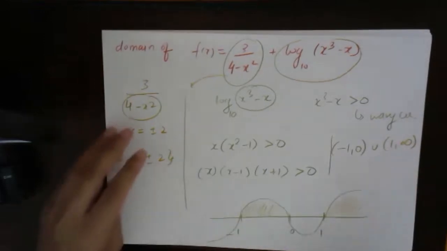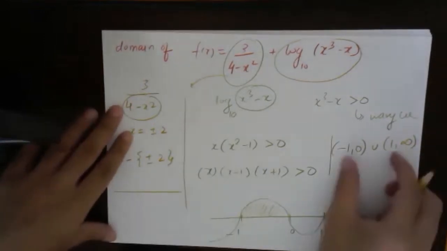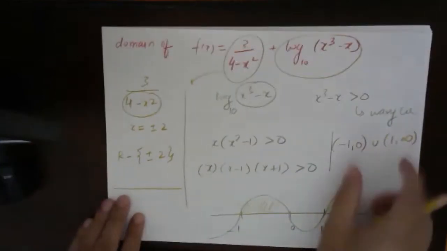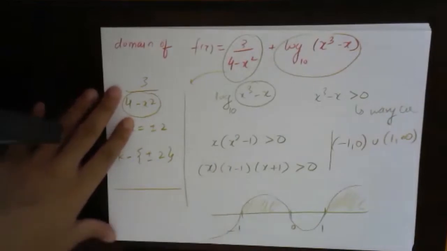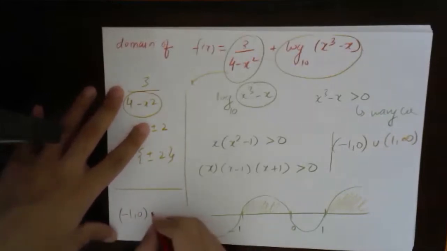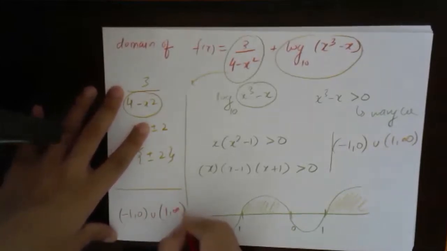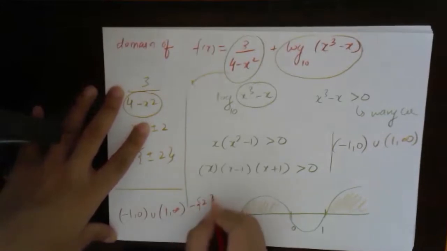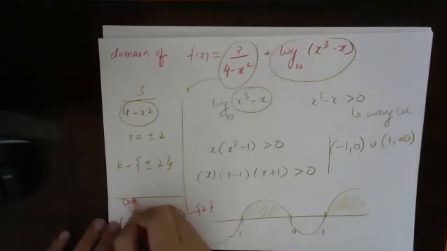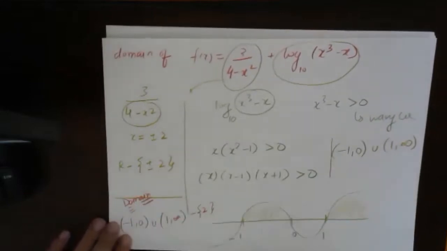So we will get the answer as the intersection of this and this, because 2 is not included in this. So simply the answer will be minus 1 to 0, both not included, union 1 to infinity minus of 2. So this will become the domain. Okay, just check.